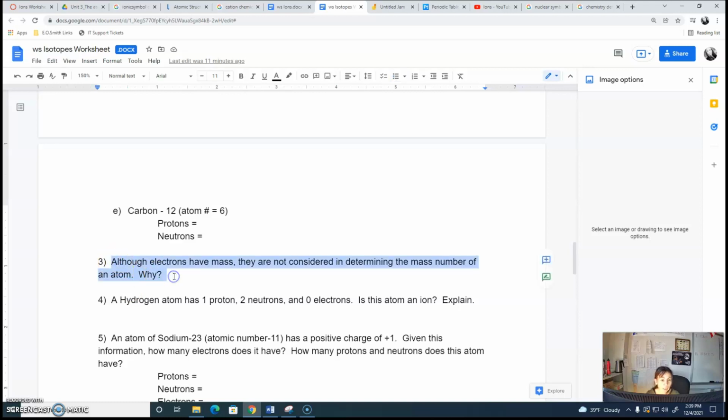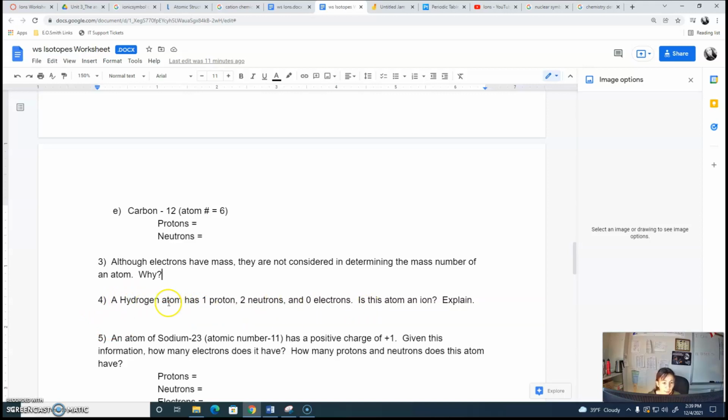Question number 3: although electrons have mass, they are not considered in determining the mass number of an atom. Why is that? We talked about that quite a bit in class. I'll let you guys review that and answer that question.